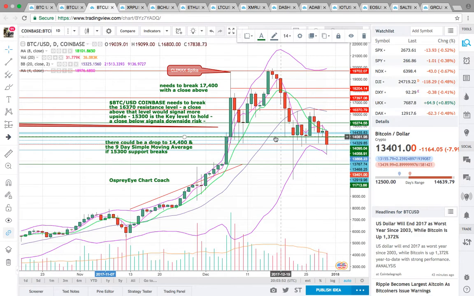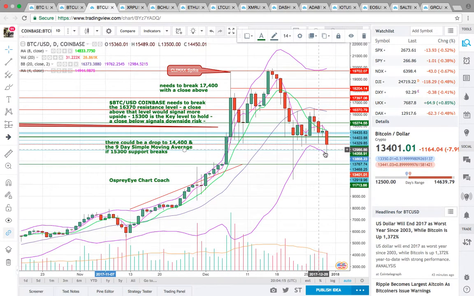And so the bottom line is, if it stays below this 14,400 level, that's going to be major downside risk. That was the close up here, and that's been big support. So it's breaking support today. You could see a drop all the way down to this 13,767 level.